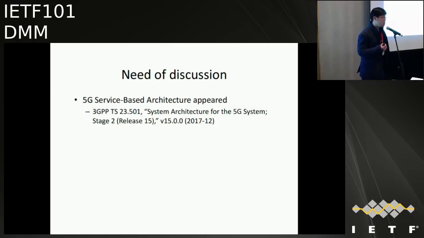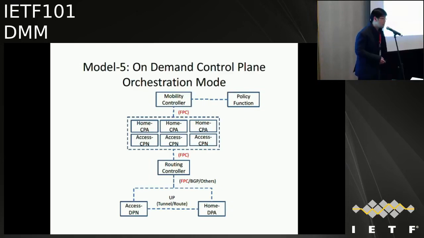Another trend we are identifying is the 5G service-based architecture, which appeared last December in this version. Today we also saw a couple of presentations talking about the SBA. We believe this deployment model is almost stabilized, but we also saw that it needs to be considered based on the 5G SBA. The last model given in the draft reflects this SBA concept in the big picture. What we have done is add some interfaces between the mobility controller and the control plane function pools, and also between these control plane functions and the routing controller. Nothing else has been changed except adding these interfaces.